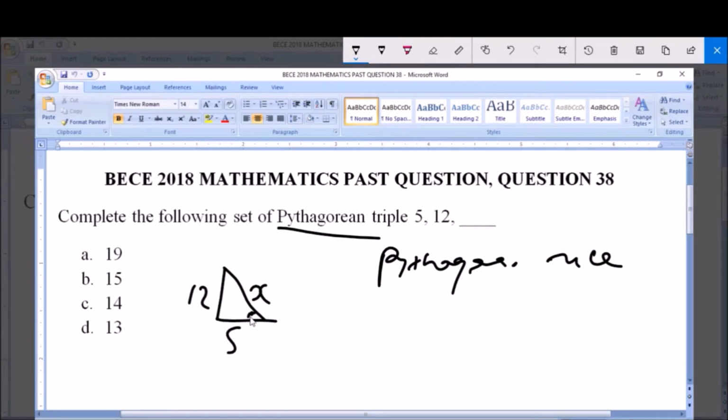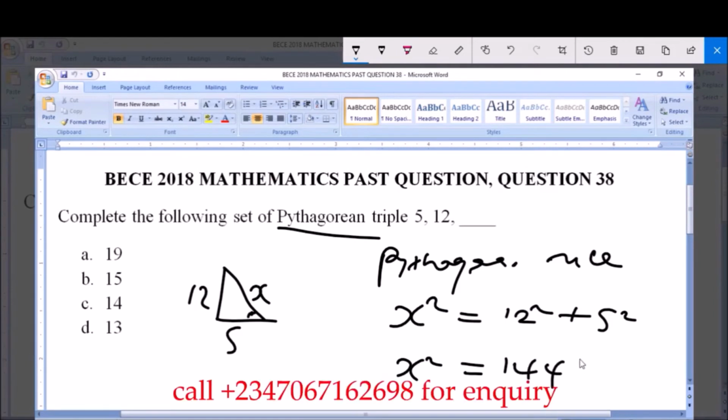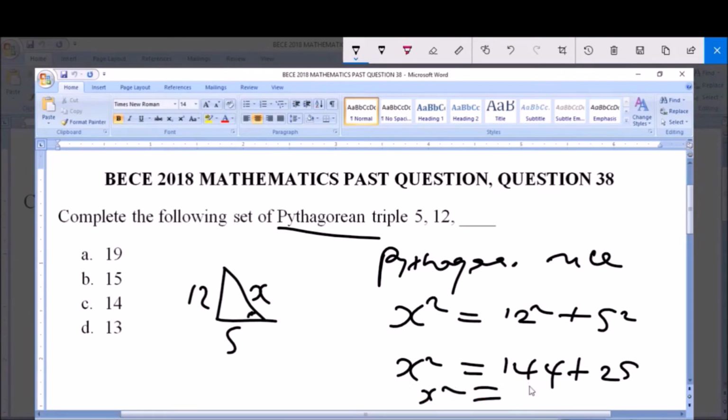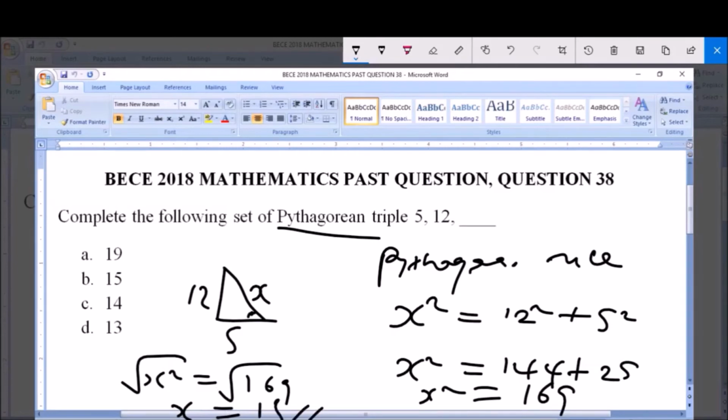Now we have 12, 5 and x, and like we know, this x here represents the hypotenuse. So therefore, applying the Pythagoras rule, we say x squared is equal to 12 squared plus 5 squared. 12 squared is 144, plus 25, and this gives x squared equal to 169. Now to find x, we take the square root of both sides, and x is equal to the square root of 169, which is 13. So x is equal to 13.